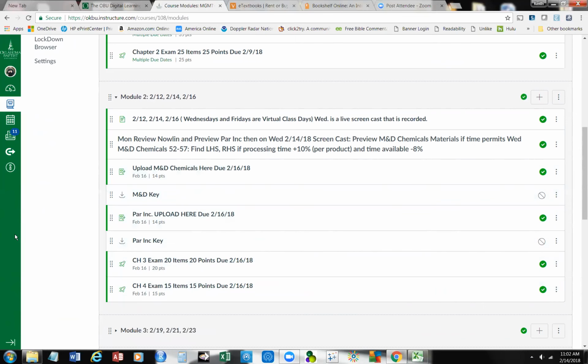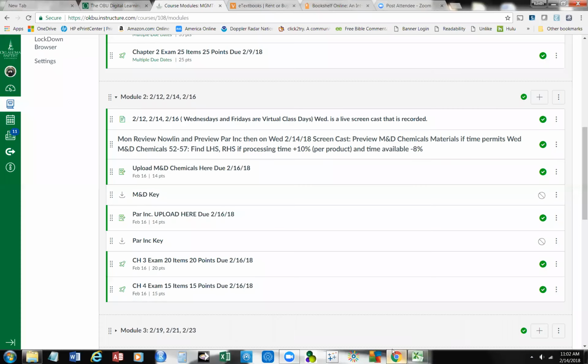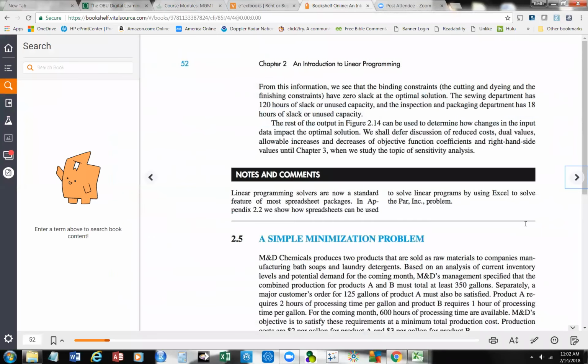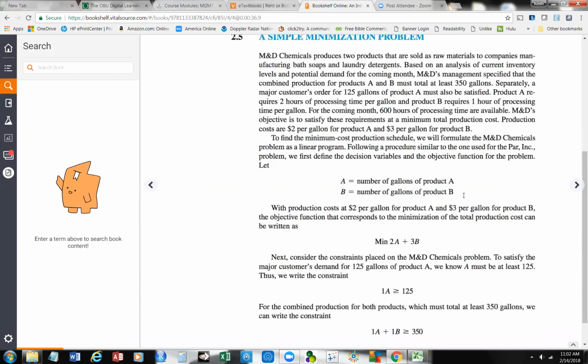Okay, so we've got the M&D file. You have the M&D file open, and as the text speaks about, this is just a simple minimization problem. They begin to walk us through again the decision variables, and that is how many gallons of product A are we going to make, and how many gallons of product B. Now, although it's a simple problem, it's an excellent model of the issue that process manufacturers run into, especially if they're what we call a batch producer. Let me explain what I mean.